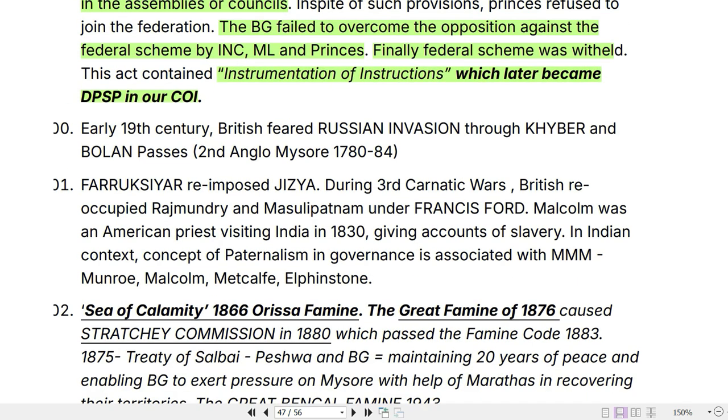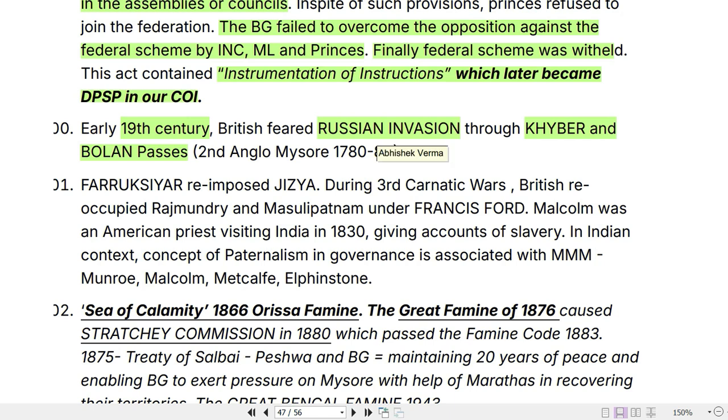ठीक है. Early 19th century British feared Russian invasion through Khyber and Bolan passes. रशियन इन्वेजन का हमेशा डर बना रहता था 19th century के स्टार्टिंग में थ्रू खाइबर एज वेल एज बोलान पासेस. तो क्वेश्चन में बदल सकता है, इसको रशियन की जगह फ्रेंच कर सकता है और आपसे कहेगा ट्रू है या फॉल्स है, तो फॉल्स हो जाएगा.